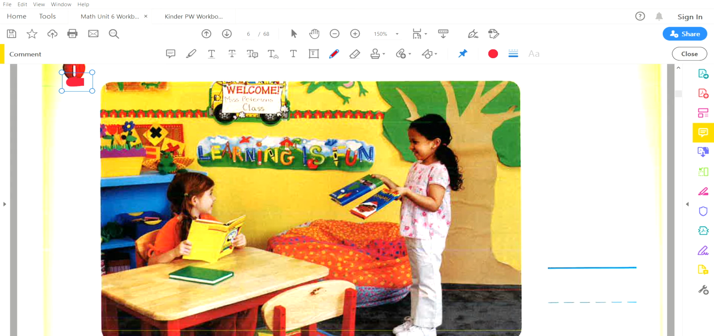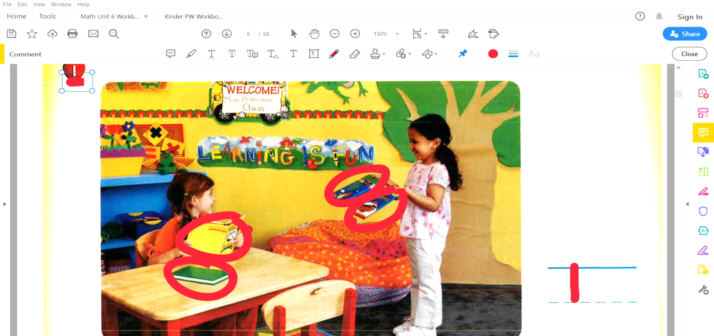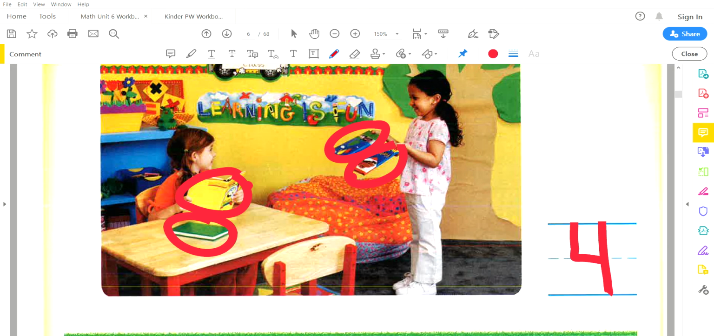I see that this little girl at the table has 2 books, one on the table and one in her hand. I see that her friend also has 2 books, one in each hand. We're going to see how much 2 and 2 together is. Let's count. 1, 2, 3, 4. Good job. 2 and 2 is 4. Would you please write a 4 on the handwriting line with me? Go ahead and look to the last problem on this page.